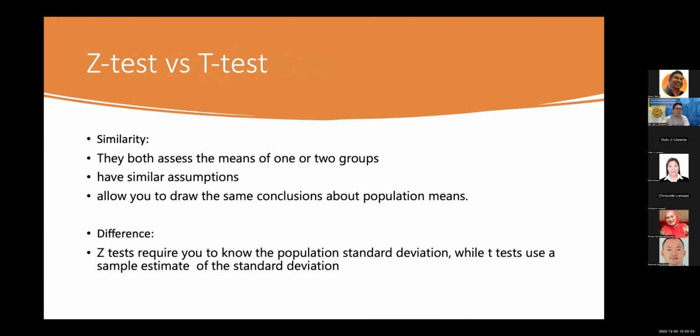So what's the similarity between a z-test and a t-test? They both assess the mean of one or two groups. They have similar assumptions, and they allow you to draw the same conclusion about population means. The main difference is that z-test requires you to know the population standard deviation, while t-test uses a sample estimate of the standard deviation. And we use z-test for more than 30 samples, while the t-test is for less than 30.